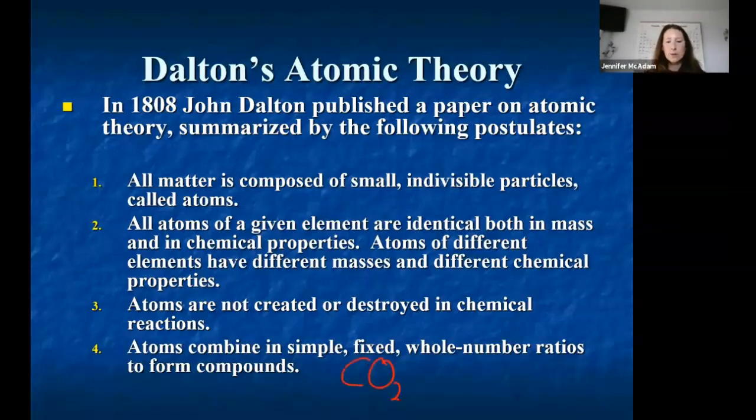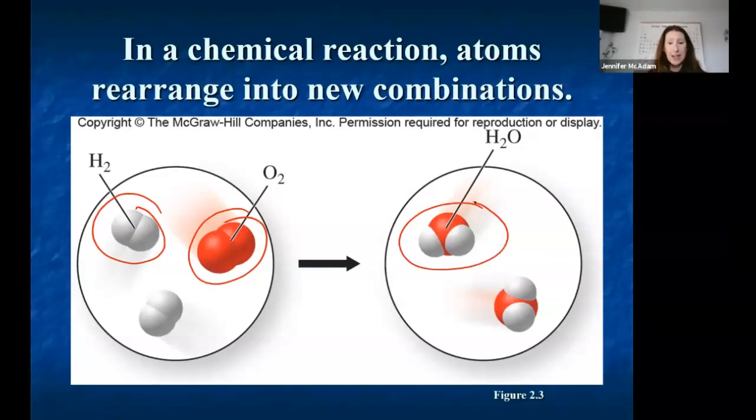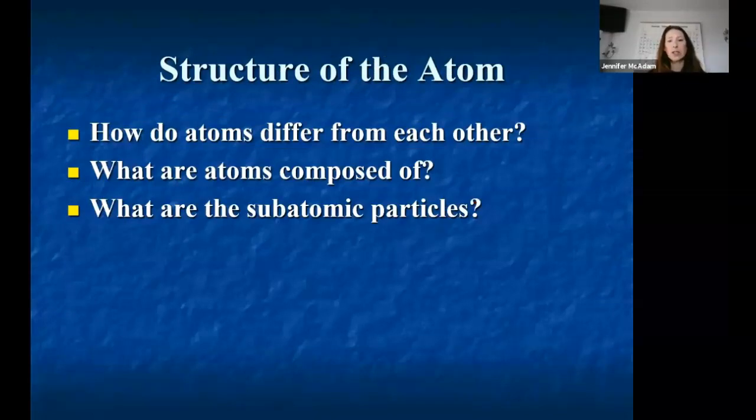CO2, right? This is a simple, fixed whole number ratio. This is one carbon and two oxygens. It's not a half a carbon or 2.5 oxygens. It's one carbon, two oxygens, and the ratio is always one carbon to two oxygens. And again, to us, we're like, yeah, of course, but back then, this was kind of a crazy idea. Okay, so this is Dalton in 1800, and so we kind of had our ideas of atoms. And again, here's what he said, that these atoms, here's our hydrogen and our oxygen, rearrange into new combinations.